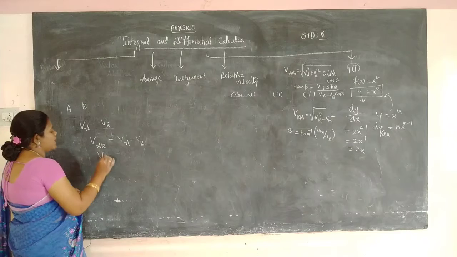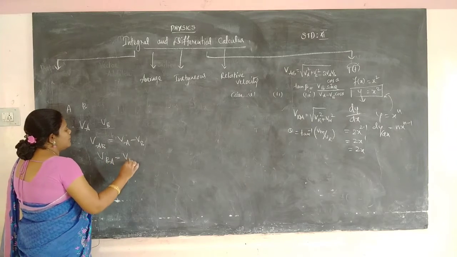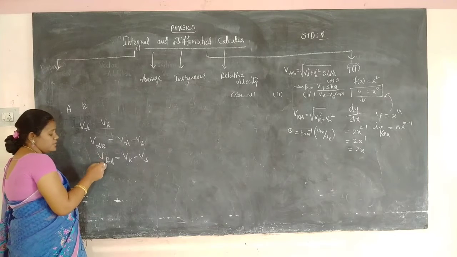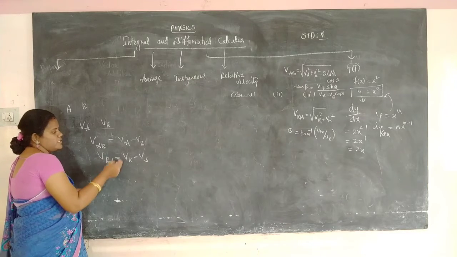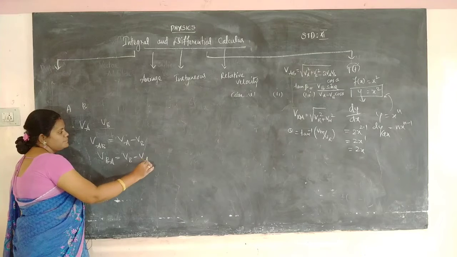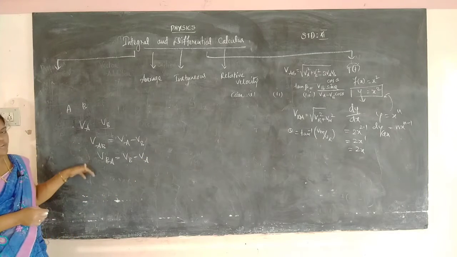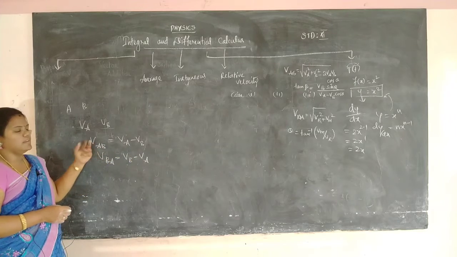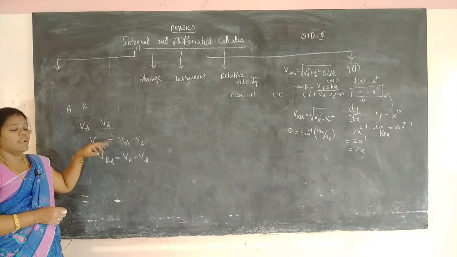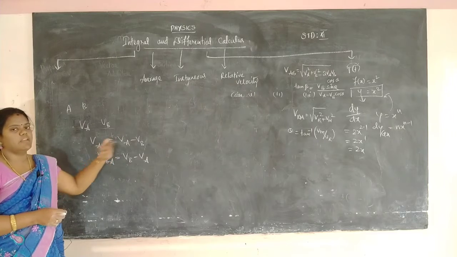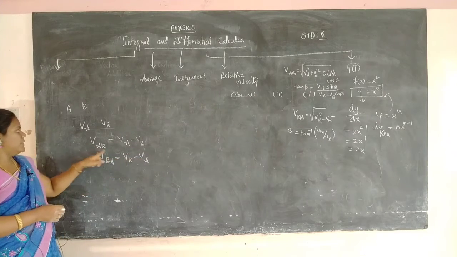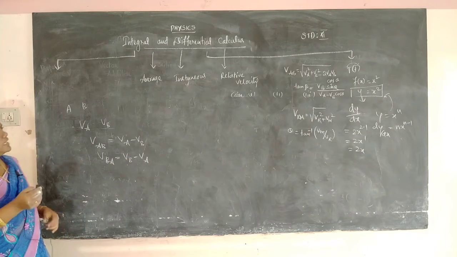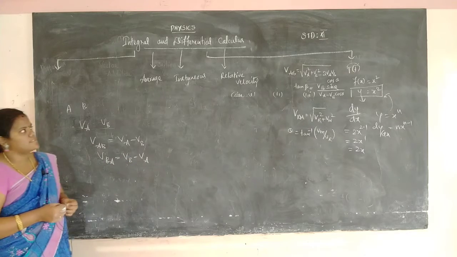Then VBA is VB minus VA. What's the meaning of that? The velocity of B with respect to A is VB minus VA. Okay, so this is the relative velocity. Relative velocity is just about the minus sign: the velocity of one thing is related with the velocity of another. So VAB is equal to VA minus VB, and VBA is equal to VB minus VA. Okay. Then we take the three cases.